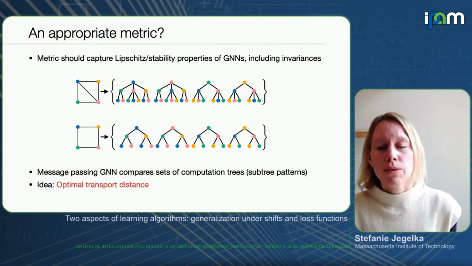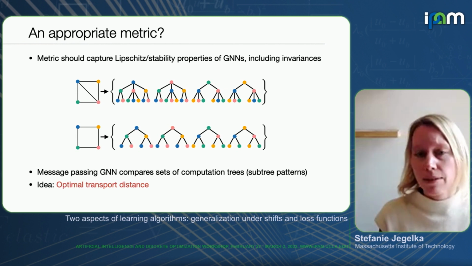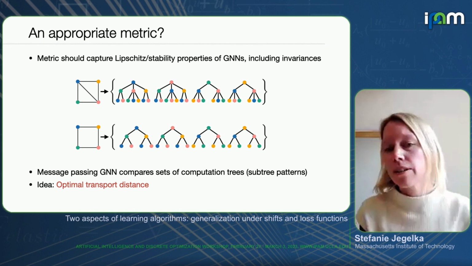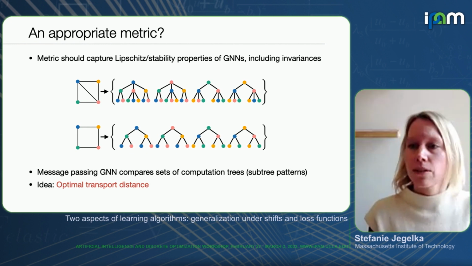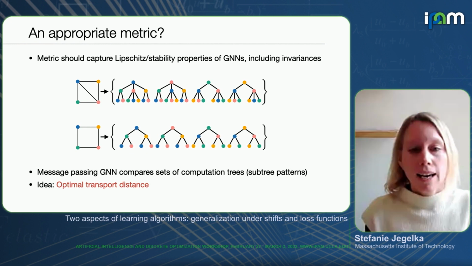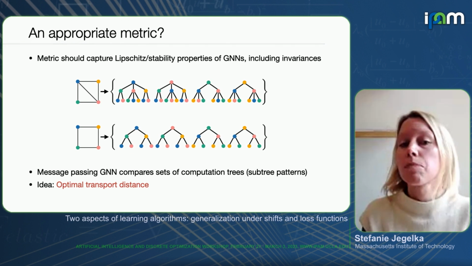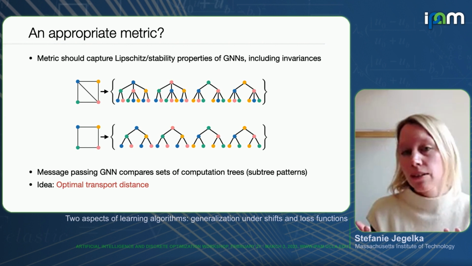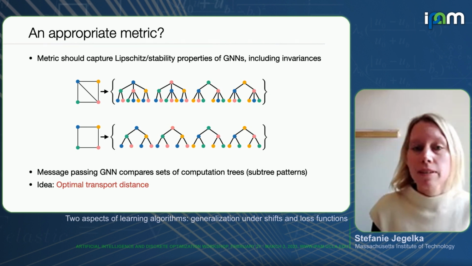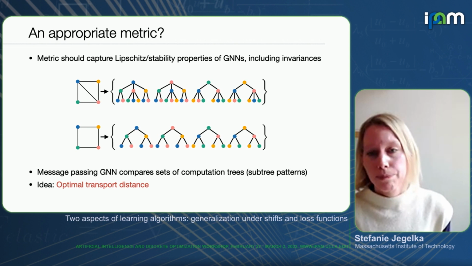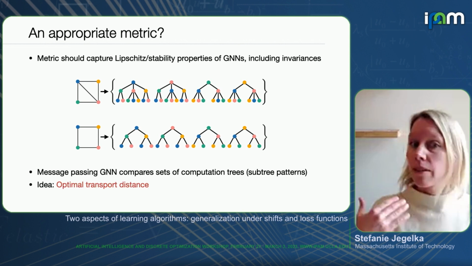So how could we do this? To have a metric that is closely related to what the GraphNet does, I'm going to look at how the graph neural network views a graph. As I said, it views a graph as a collection of trees. Now we have two sets of trees, and we want to measure a distance between two sets of trees. One way to measure distances between sets is via optimal transport. So let's try to do an optimal transport between these two sets of trees.